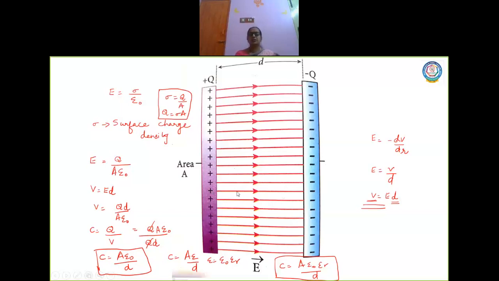naturally what happens to the potential difference between these plates? That also will be increasing, right? If the distance is going to be increased, potential difference also will increase, because more work has to be done. You need to pull, right? Distance is more, so the potential difference will be more.